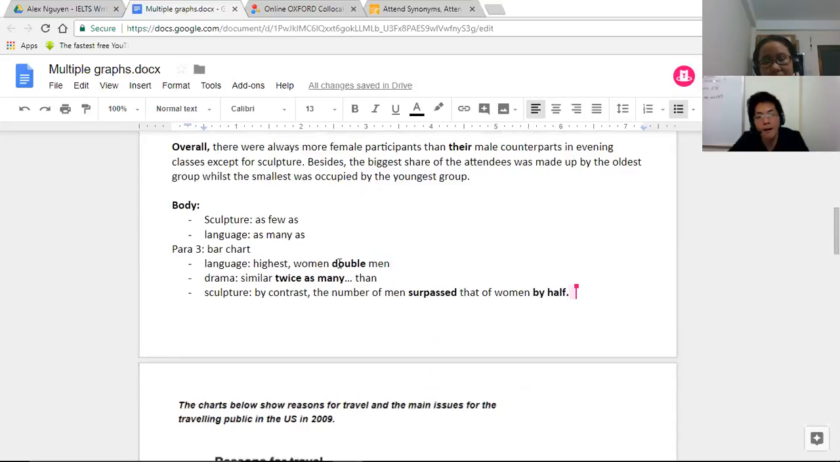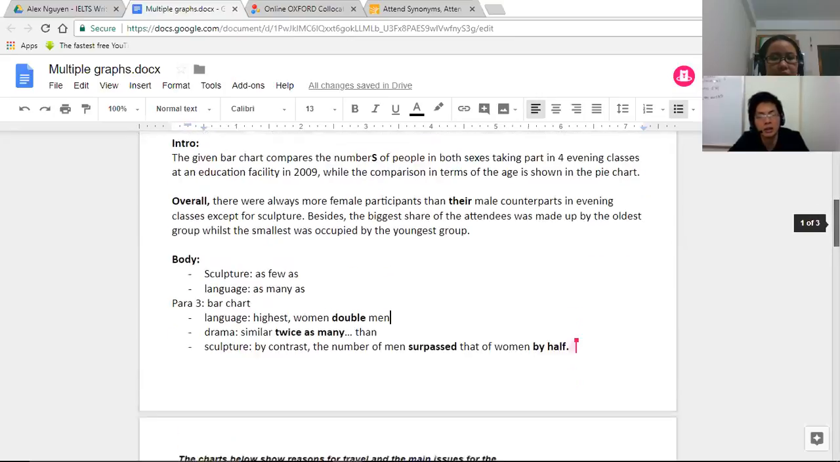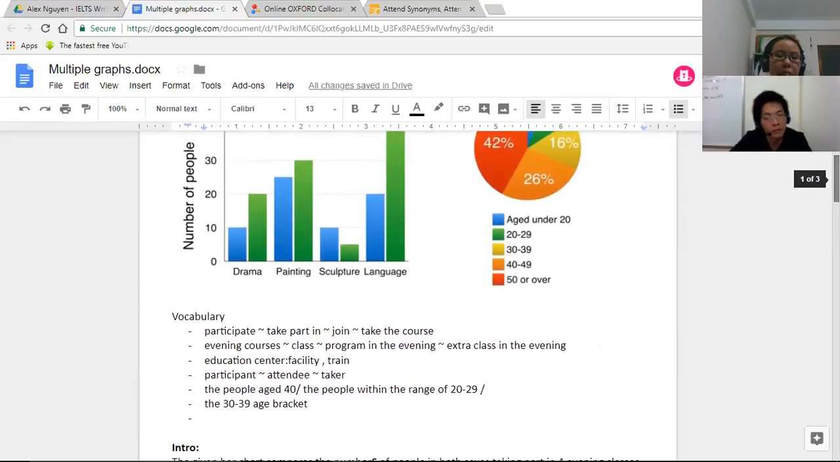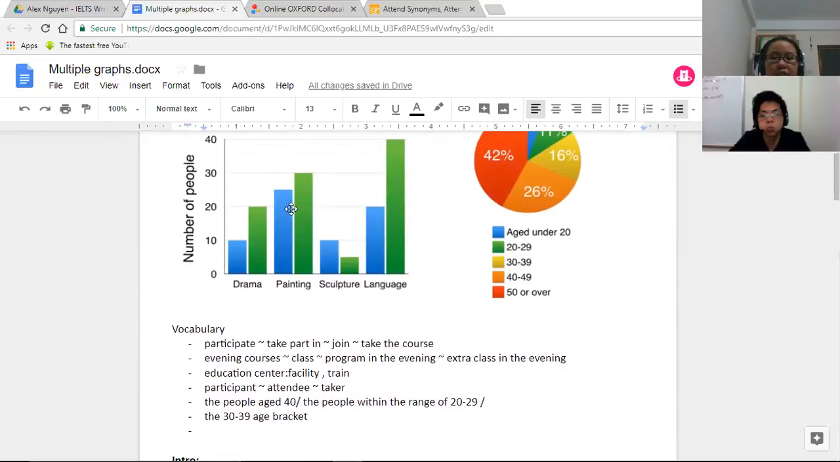Is it 2 numbers here? Actually, I included 6 numbers. Yes, 6 numbers, because they're all just double numbers, like 10, 20, 10, 5, 20, 40. Okay, so in this case, I would find something to say about the painting classes. And I think there are many ways to say this without giving the numbers.